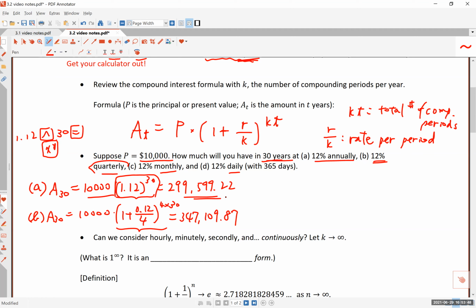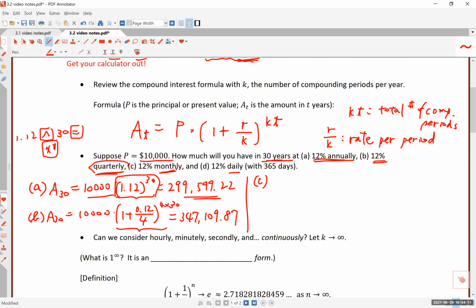Okay, which is significantly more than the annual compounding, even at the same interest rate. Okay, we are all talking about 12% in all of these cases, but 12% quarterly is going to give you a significantly larger amount of money than 12% annually, even after the same number of years. So you can see the tendency here that the more frequent the compounding is, the more money you will end up with. Let's see if that is correct.